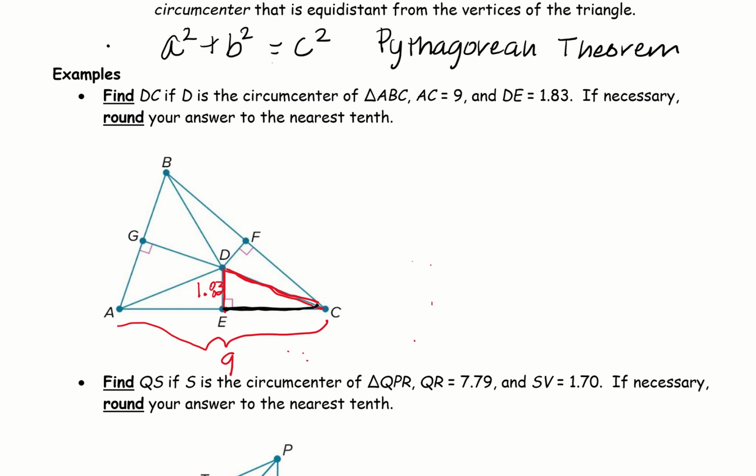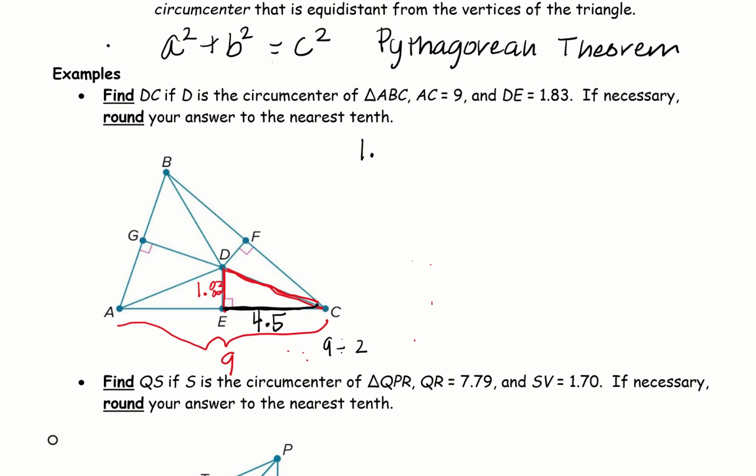EC is half of AC. So I'm going to take this 9 and divide it by 2, which is 4.5, because that distance right there has to be 4.5. Now you have two sides and you want the third, so this is where you use the Pythagorean theorem.